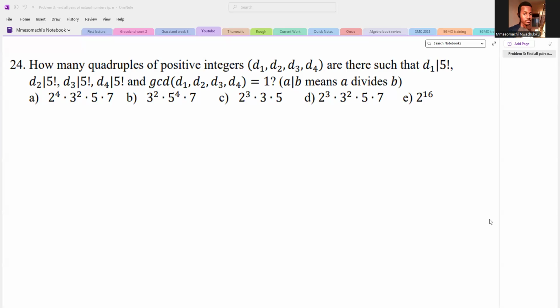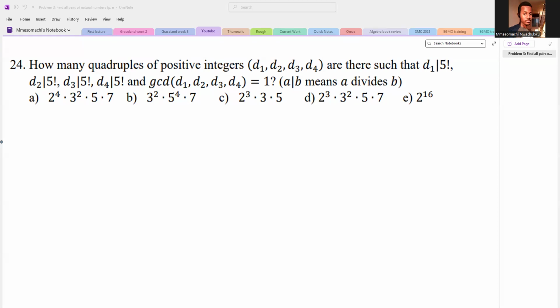In this video, we'll be looking at the 24th problem from the Special Maths Contest 2023 first round. And it says, how many quadruples of positive integers d1, d2, d3, d4 are there such that d1 divides 5 factorial, d2 divides 5 factorial, d3 divides 5 factorial, d4 divides 5 factorial, and the GCD of d1, d2, d3, and d4 is equal to 1. Okay, so how do we solve this problem?